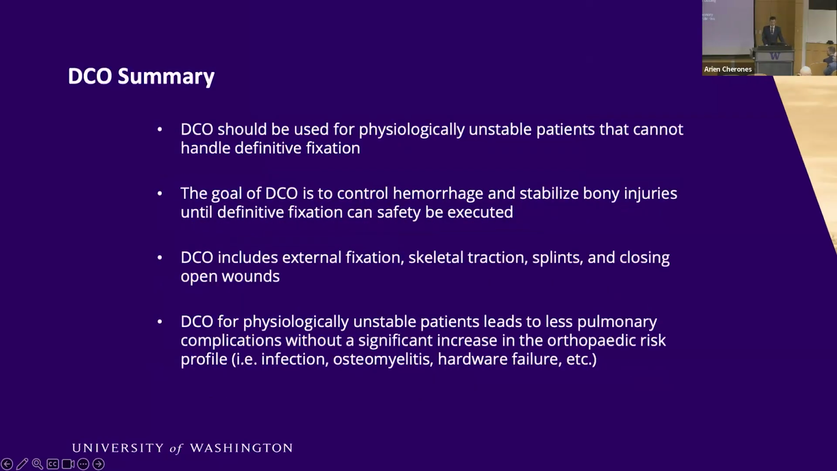So in summary, damage control orthopedics should be used for physiologically unstable patients that cannot handle definitive fixation. The goal is to control hemorrhage and stabilize bony injuries until definitive fixation can be executed. It includes X-fix, skeletal traction, splints, and closing open wounds to control hemorrhage. And damage control orthopedics for physiologically unstable patients leads to fewer pulmonary complications without a significant increase in the orthopedic risk profile.